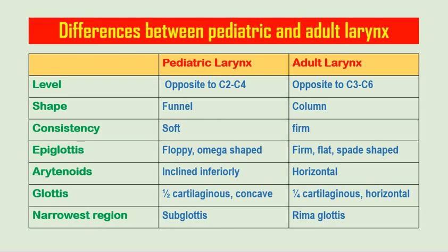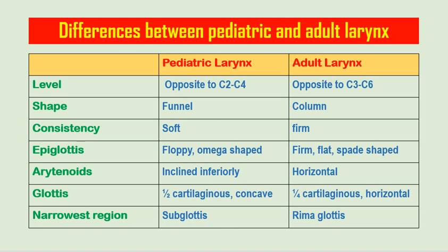The arytenoids are inclined inferiorly in children, whereas they are horizontal in the adult larynx, making a wider airway in the adult population. The glottis in children is concave and half of it is cartilaginous, whereas in the adult larynx, the glottis is horizontal and only one fourth is the cartilaginous portion. It becomes more of a cord-like structure.